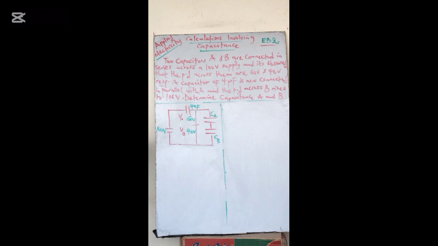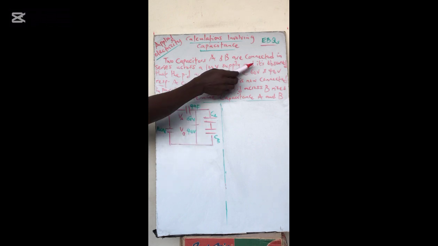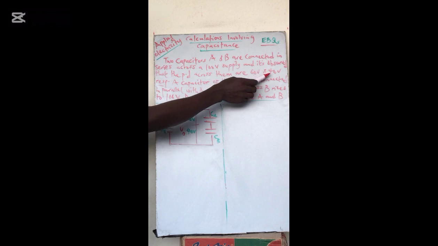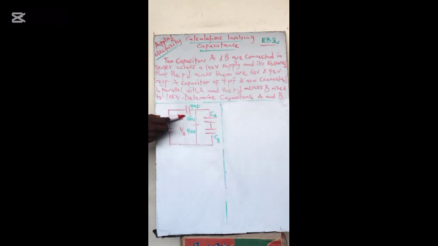We are given two capacitors A and B connected in series. These are the capacitors A and B connected in series across a 100 volt supply. It is observed that the PD across them are 60 volts and 40 volts. So VA is for capacitor A, which is 60, and VB is for capacitor B, which is 40.